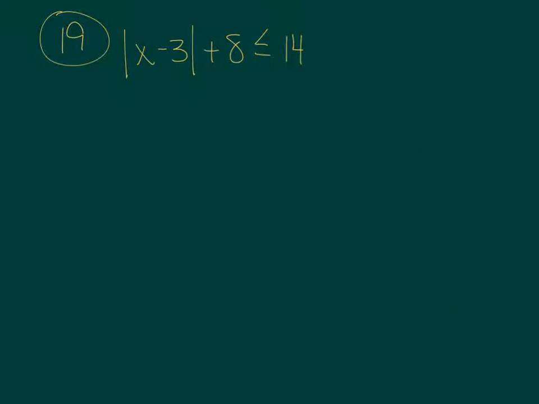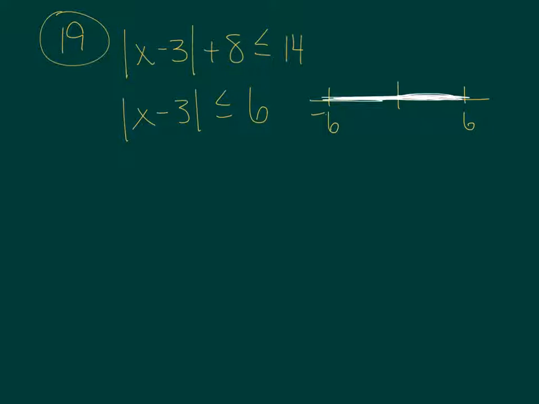19 is an absolute value inequality. Again, you want to isolate that absolute value. So I'm going to subtract 8 from both sides, and I get the absolute value of x minus 3 is less than or equal to 6. Use a number line to help you, okay? I know 6 and negative 6 are going to be my kickers, right? Where is the absolute value less than 6? What kind of numbers have a distance from 0 less than 6? Well, that's everything in between 6 and negative 6, right? Everything in here has an absolute value less than 6.